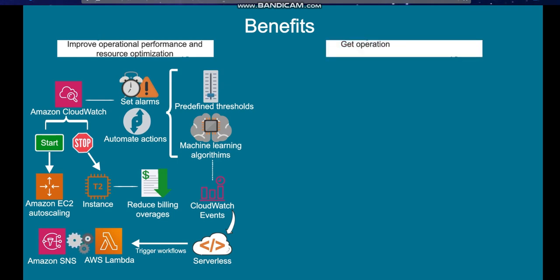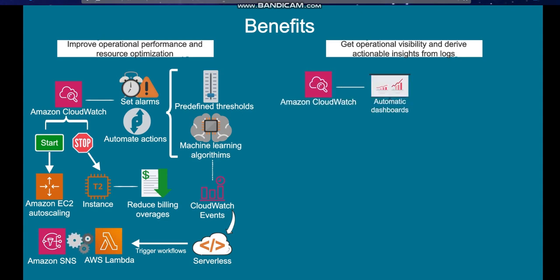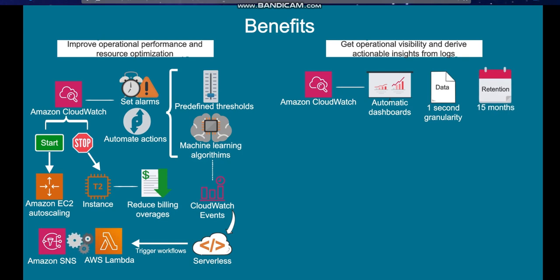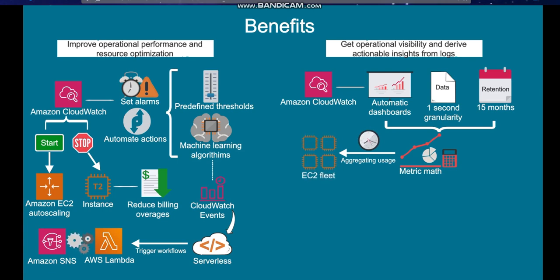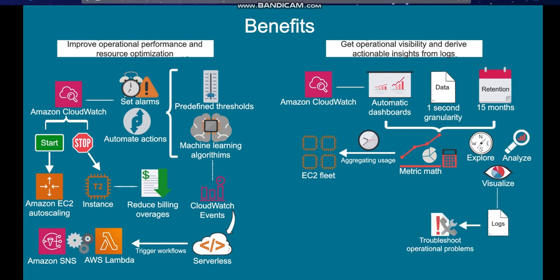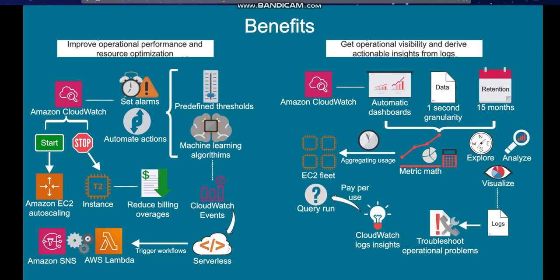And finally, to get operational visibility and derive actionable insights from logs, CloudWatch provides automatic dashboards, data with 1-second granularity, and up to 15 months of metric storage and retention. You can also perform metric math to gain insights, such as aggregating usage across an entire fleet of EC2 instances. You can also explore, analyze, and visualize your logs, so you can troubleshoot operational problems. And with CloudWatch Logs Insights, you only pay for the queries you run. You can then publish your metrics and logs together in CloudWatch dashboards, for complete operational visibility.